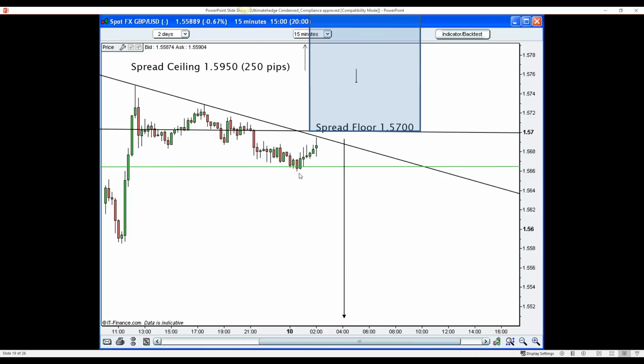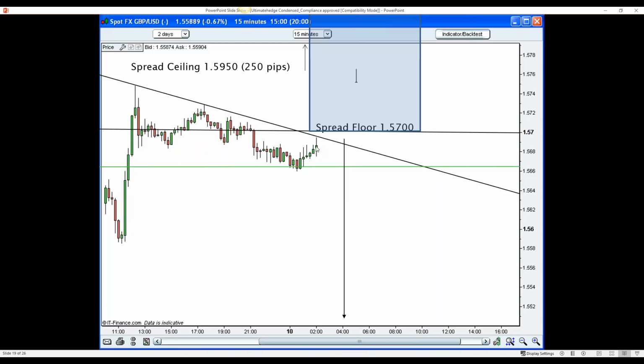So remember, I'm going short on the spot Forex. What if I could find a spread that had a bottom or a floor right here at 1.5700, and way up here, it had a ceiling at 59.50, so the 250 pip spread? Hear me out. Same trade, I'm going short with my spot Forex.